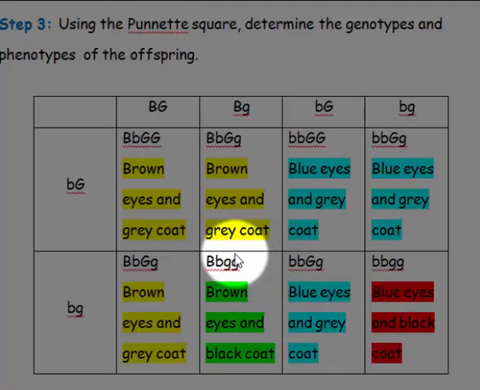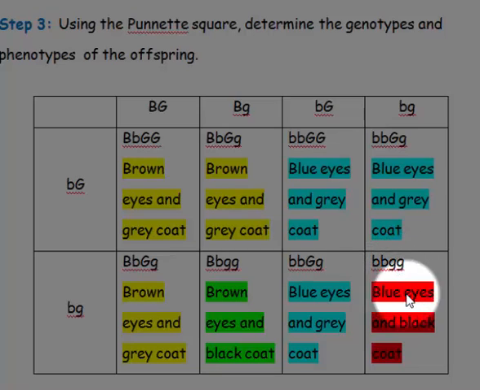Now let us look at this genotype. It has 1 capital B but no capital G. So the phenotype will be brown eyes and black coat. Now this genotype has no capital B and no capital G. So the phenotype will be blue eyes and black coat.